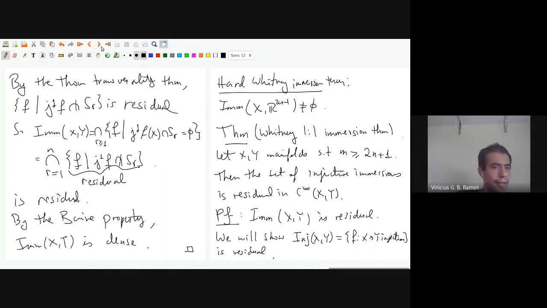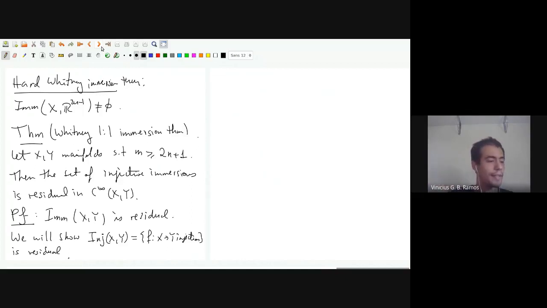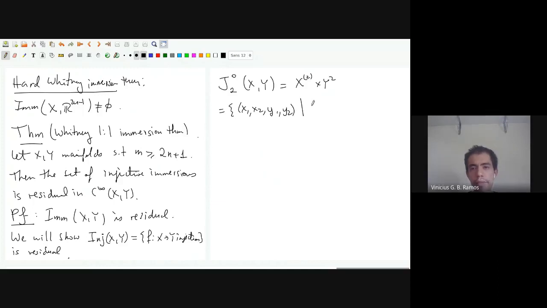And now we're going to apply the transversality theorem for multi-jets. So recall the zero multi-jets of order 2. What is this? This is just the set of points x1, x2, y1, y2 in X2 times Y2, such that x1 is different from x2. And now you really see why this multi-jet language makes something simpler.